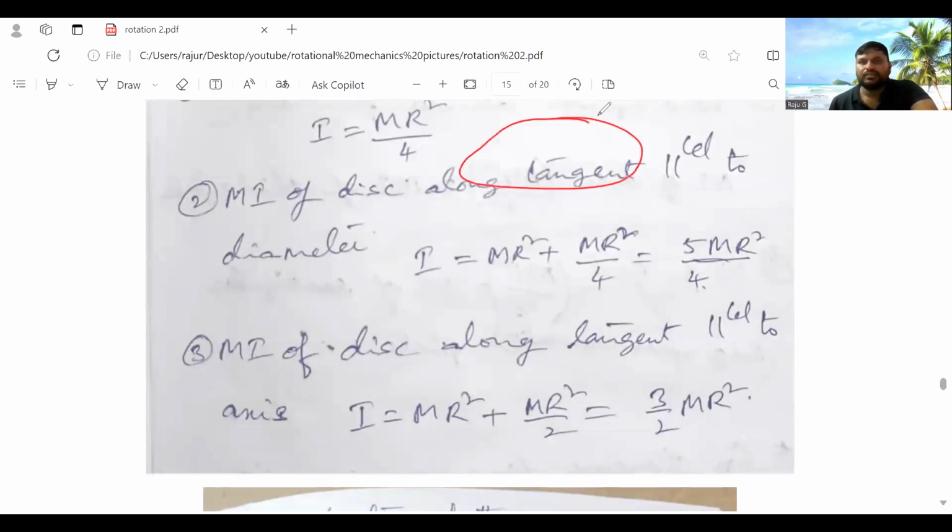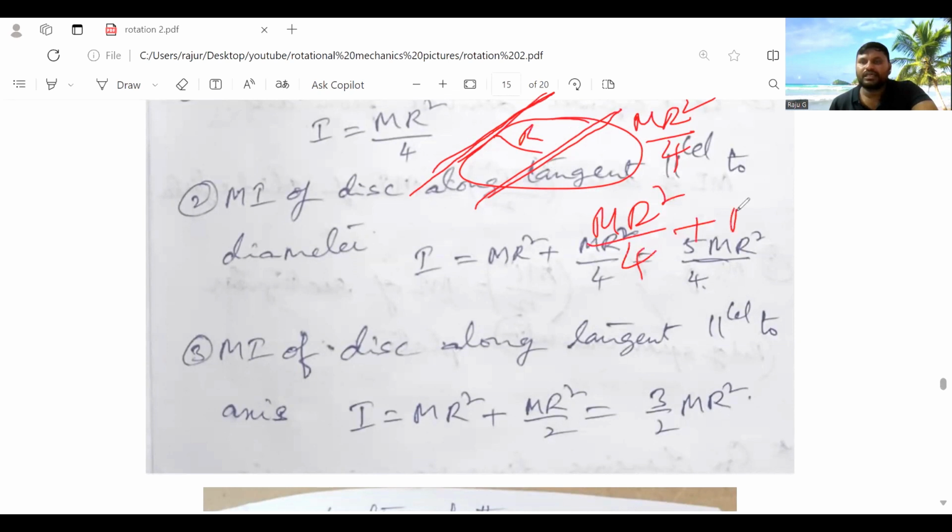Simply, this is a disk. Just now we found the moment of inertia about this diameter is mr square by 4, and we need to find the moment of inertia about this parallel axis in the plane of the disk. This parallel distance is r. Therefore, mr square by 4 plus mr square is the moment of inertia of this disk about this axis, about this tangent.